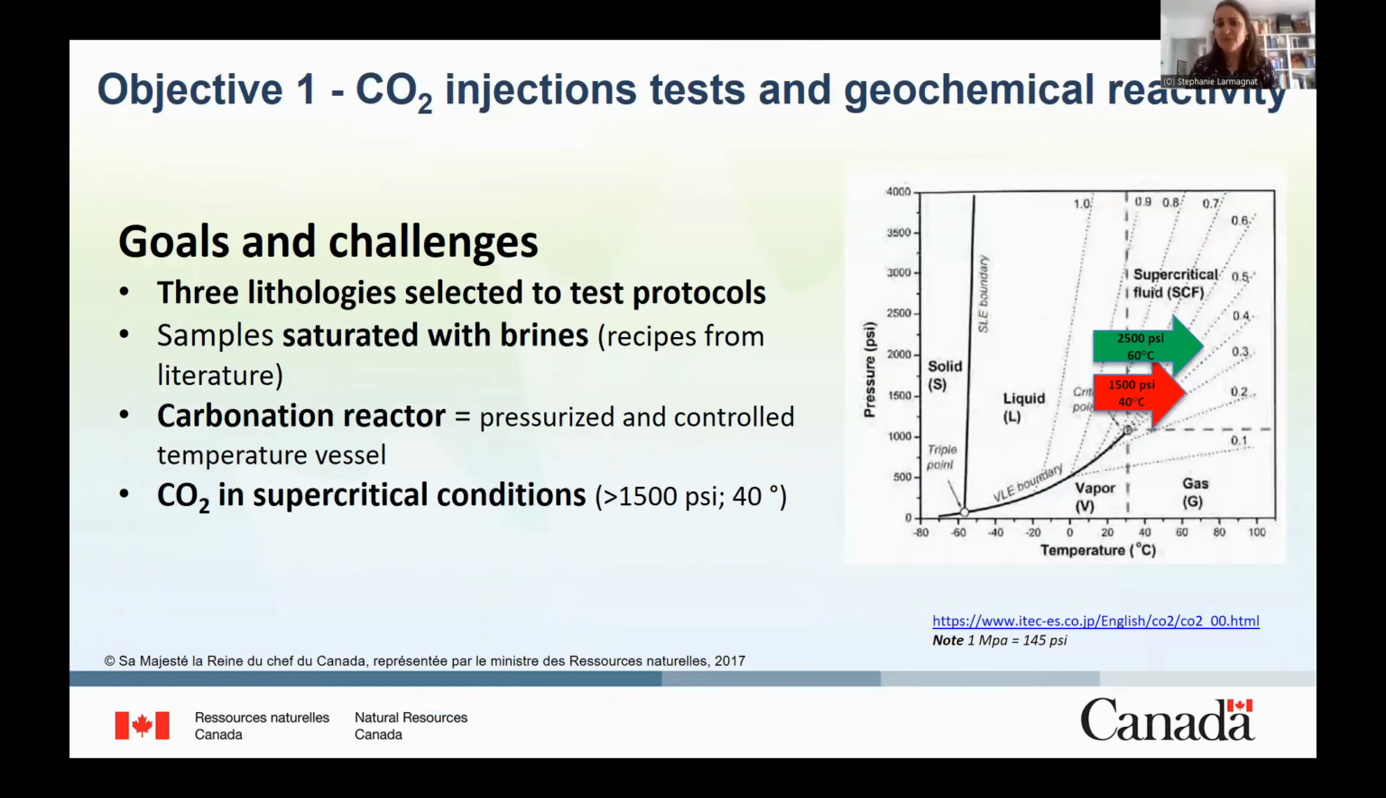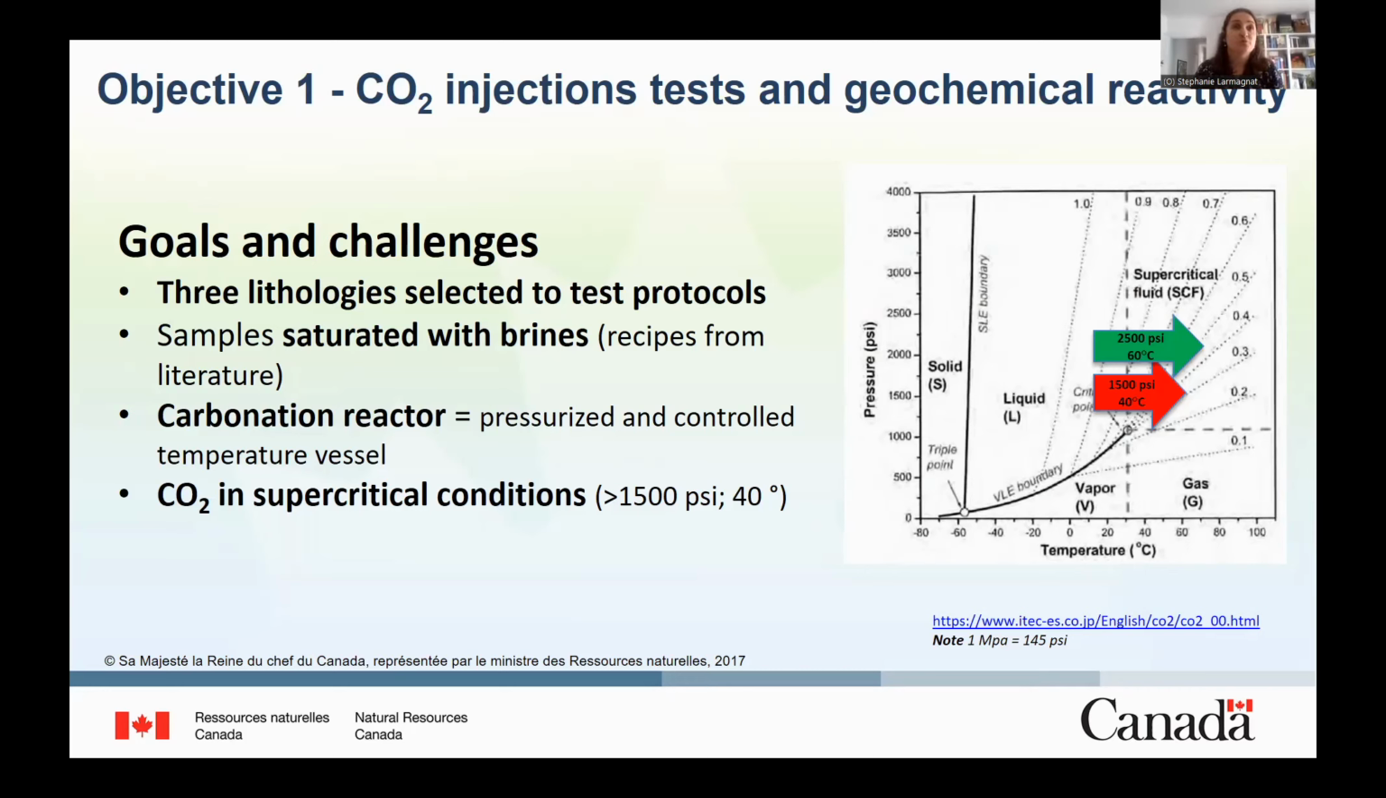Now I will try to cover the 3 objectives, one after the other, very quickly, a little bit more detail, and a few words about what we've done for the 6 months period that we had. This is the objective 1, CO2 injection tests using a carbonation reactor. So it's basically a pressurized vessel.